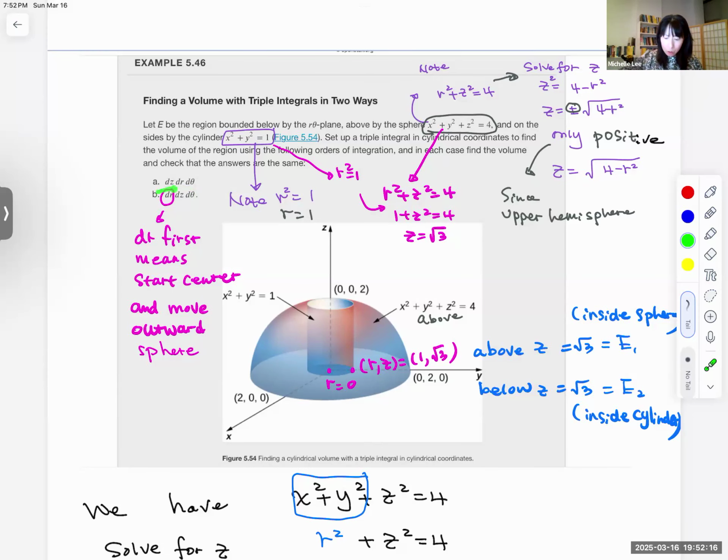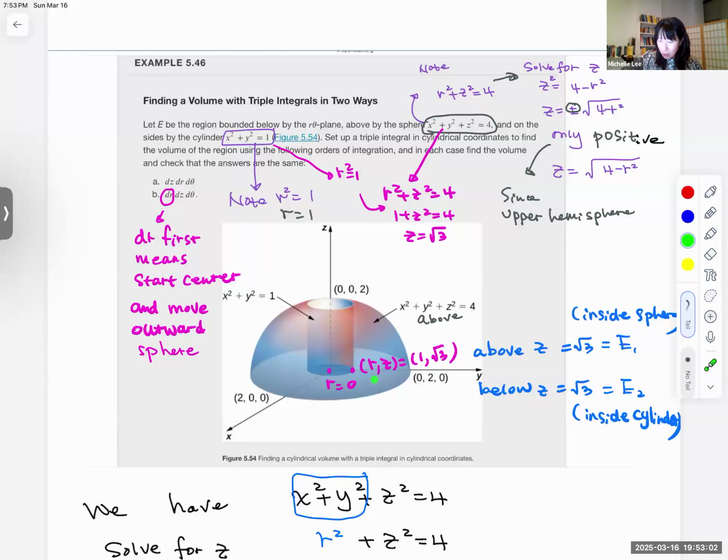First example, we studied with dz dr d theta, right? So the second part is more complicated. Okay, so let's do the second part for this problem, all right? Okay, so first, we integrate dr. First means we start at the center and move outward to the sphere, right? So from the center, move outward. Yeah. Okay. Now, in that case, we separate at f of z equals square root of 3.